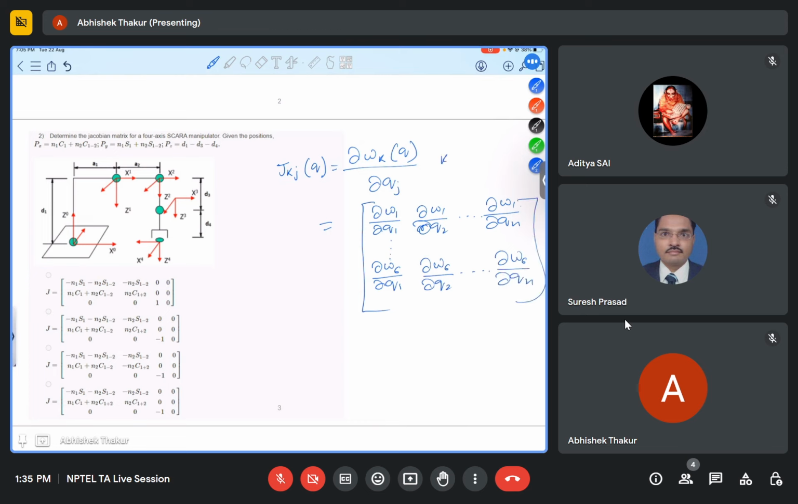Let's suppose k is equal to 1 to 6 and j is equal to 1 to n. So in this case, we can write the Jacobian matrix like this.